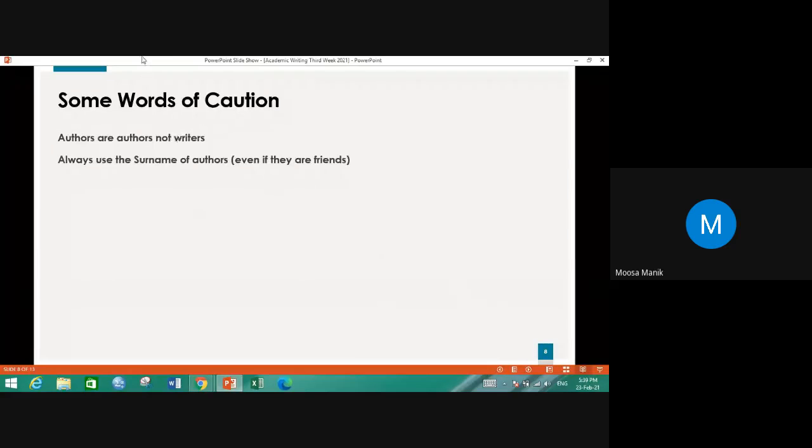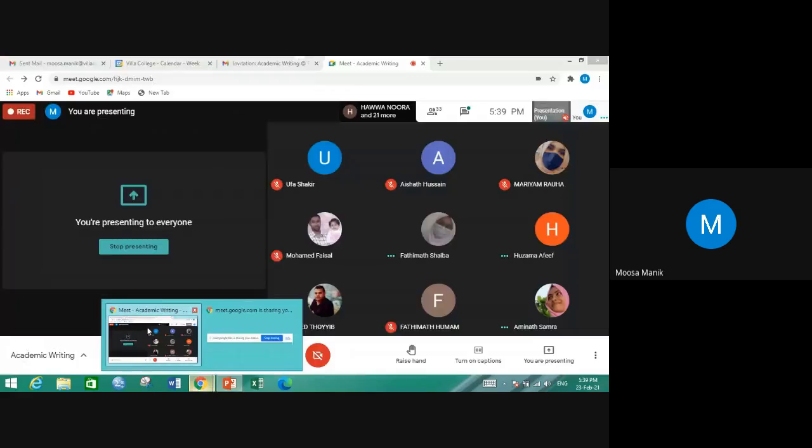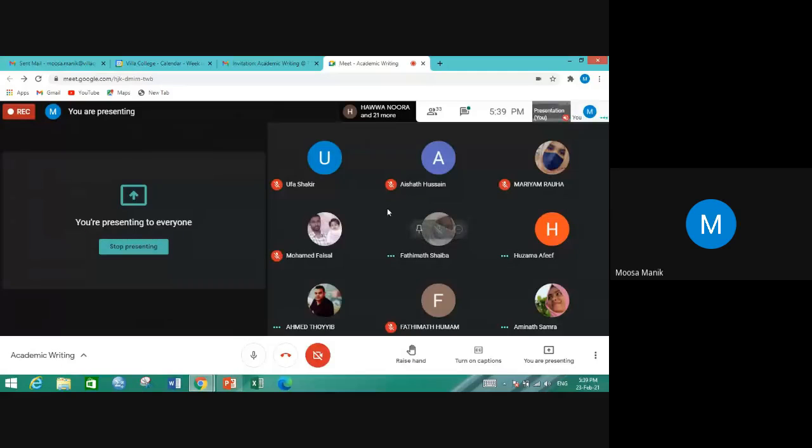Always use the surname of authors, even if they are friends. Sometimes when you write your assignments, you may have a friend who might have published an article, and you would want to use his or her article in your assignment. So even if the author is a friend of yours, do not use the first name. Always use the surname of the authors. Surname is generally the last name, right? I hope it is clear. If you have any queries, you can ask now or maybe even later.